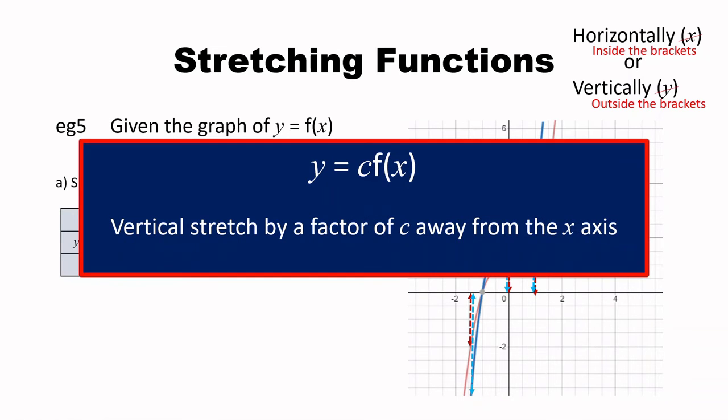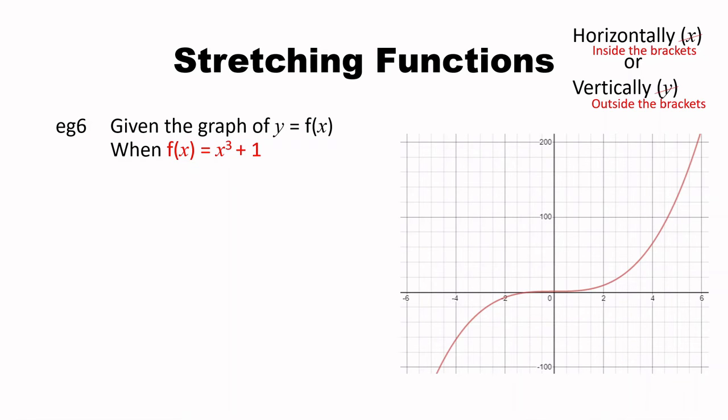A nice easy way to write that is simply y equals some value c multiplied by f of x. Since that value is outside the brackets, it vertically stretches the graph by a factor of c away from the x-axis. And I'll bet you can guess at what our last example is going to demonstrate. Again, we are going to stretch this function, but horizontally. Sketch the graph y equals f of 2x, but now the 2 is inside the brackets. That affects my graph horizontally.